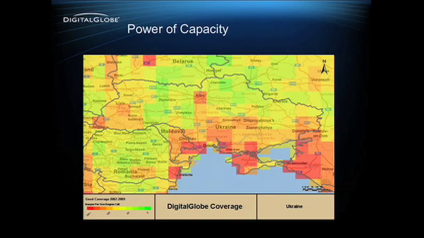DigitalGlobe has about 1 billion square kilometers of imagery collected in our archive. That's close to collecting the land surface area of the planet about 7 times over. And in large parts of the world, that means that we have hundreds of images collected over particular areas. This is a map of part of the Ukraine, and you can see the red areas correspond to north of 150 images taken within that region.